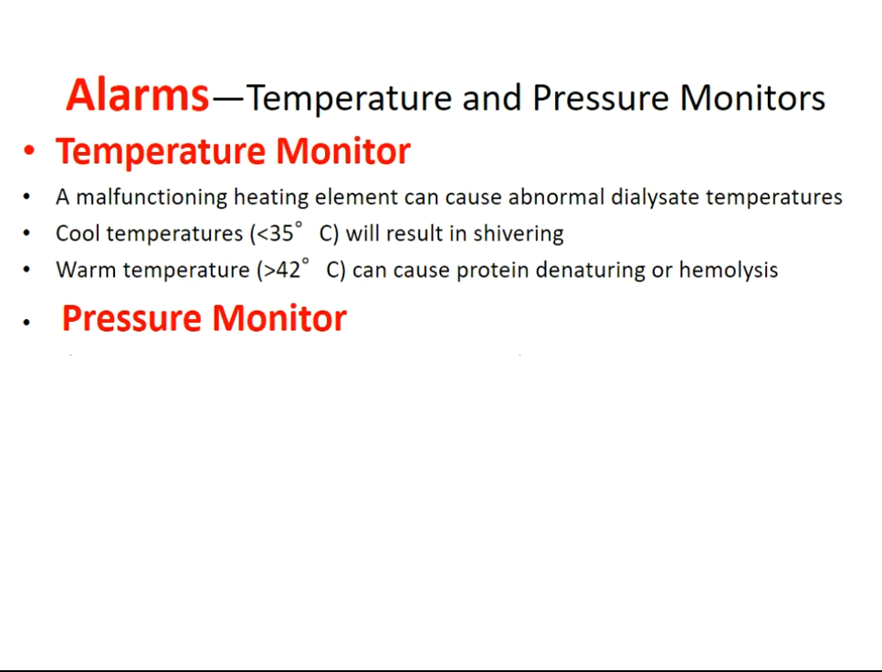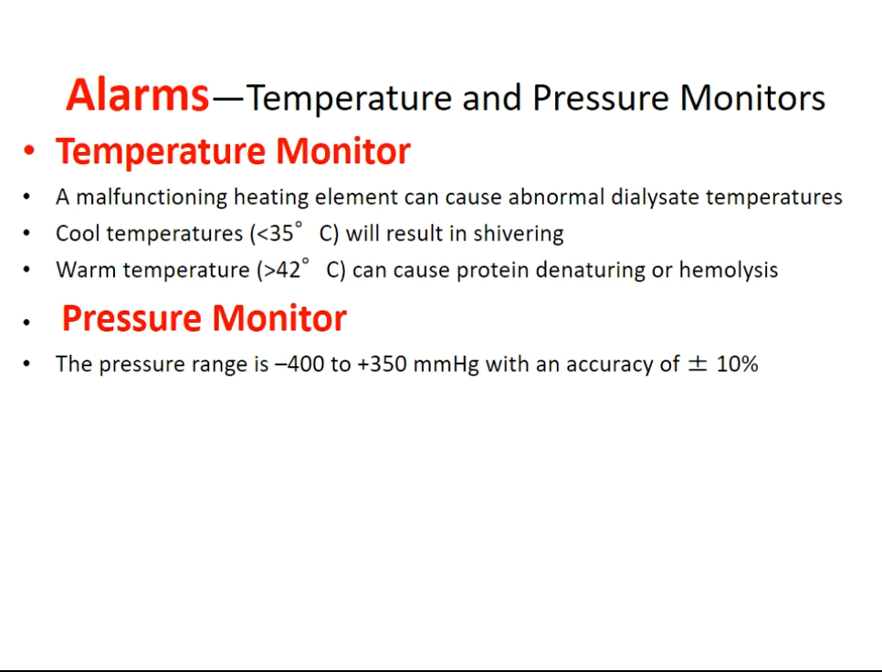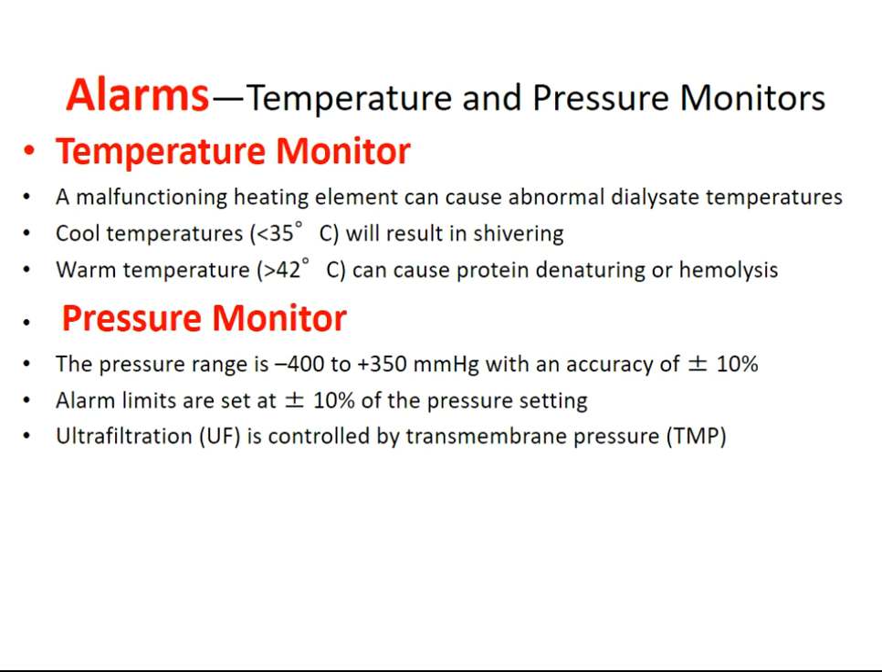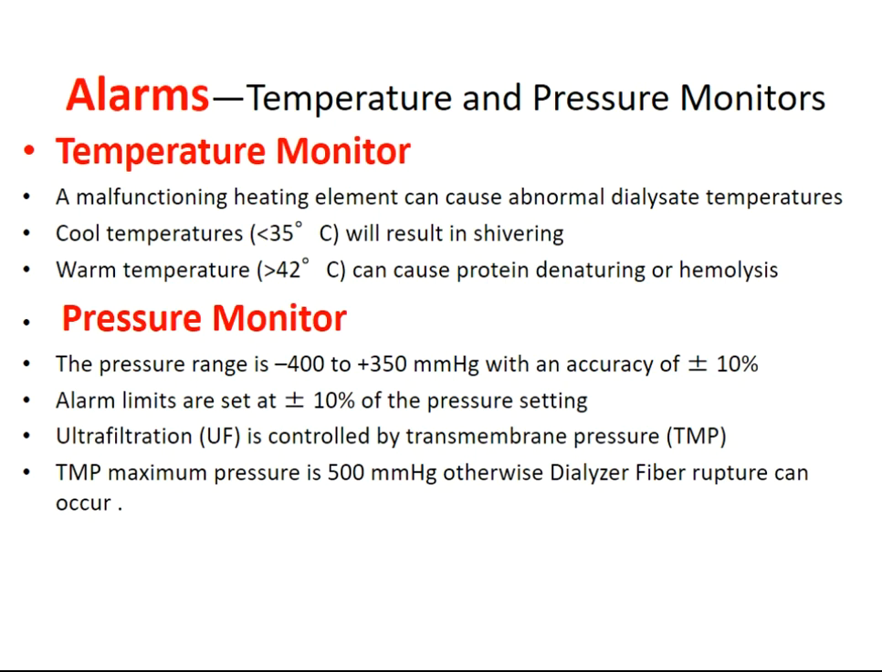The pressure monitor: the range is from negative 400 to positive 350 millimeters of mercury. Alarm limits are set at plus or minus 10% of the pressure setting. Ultrafiltration is controlled by transmembrane pressure. The transmembrane pressure maximum is around 500 millimeters of mercury. Otherwise, dialyzer fiber rupture can occur.